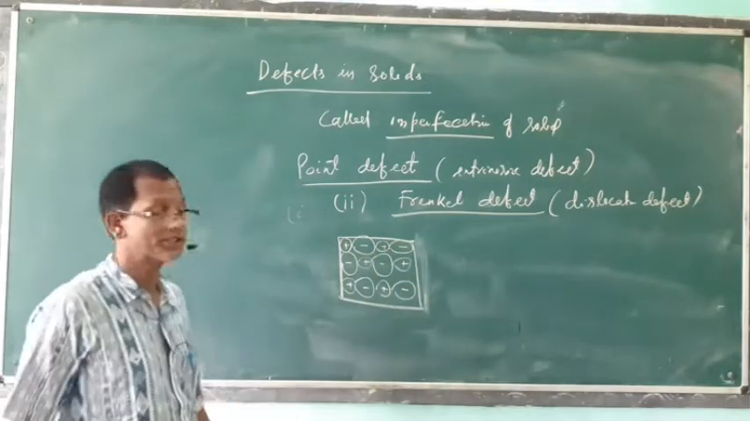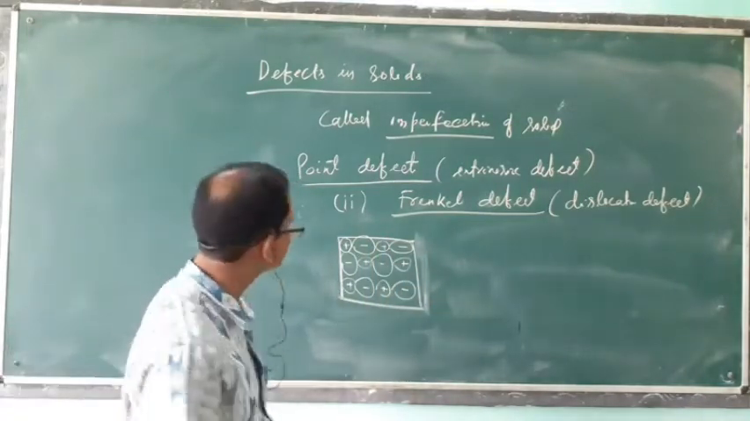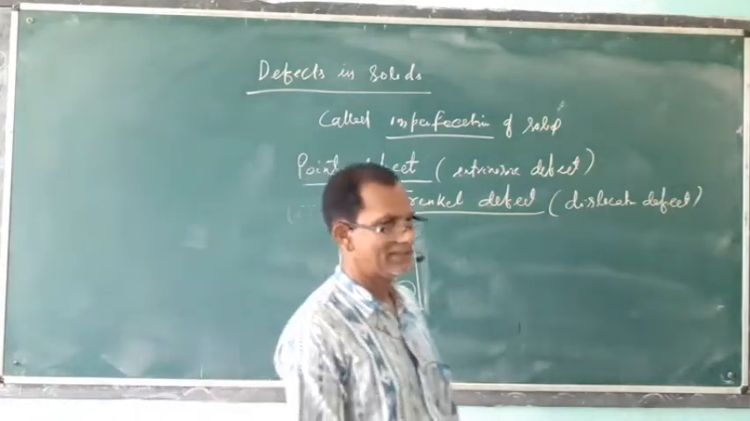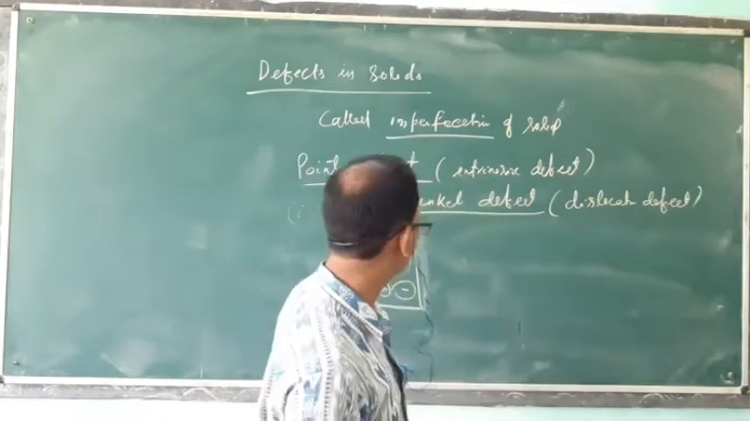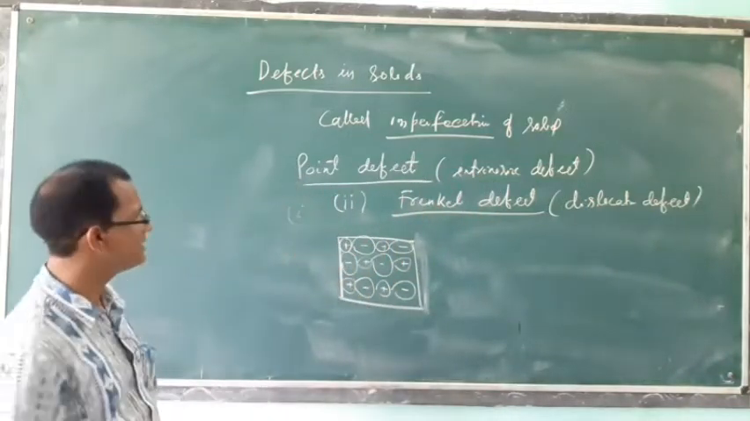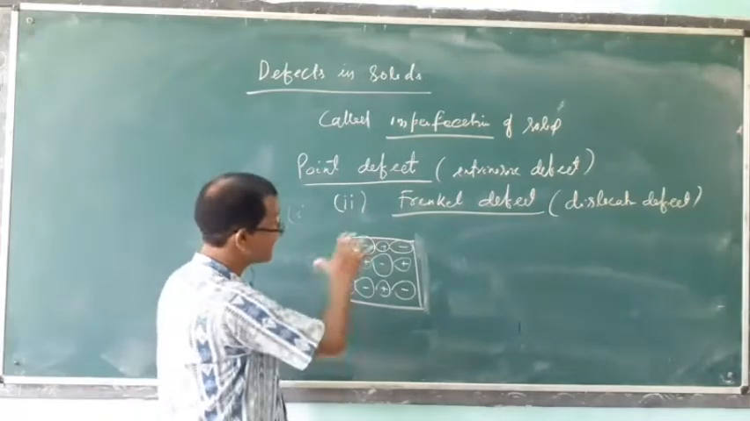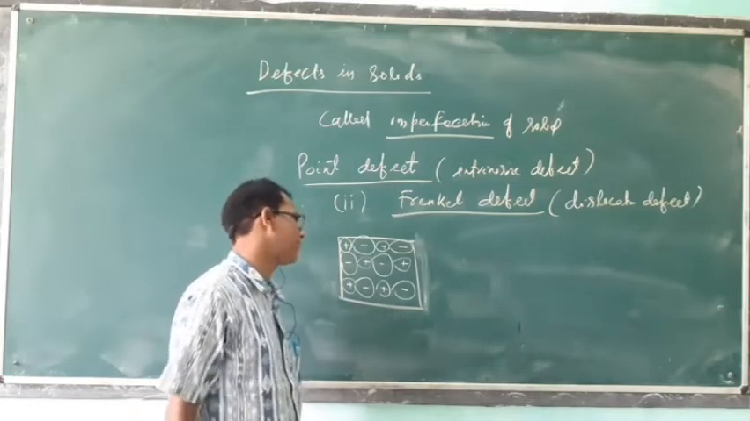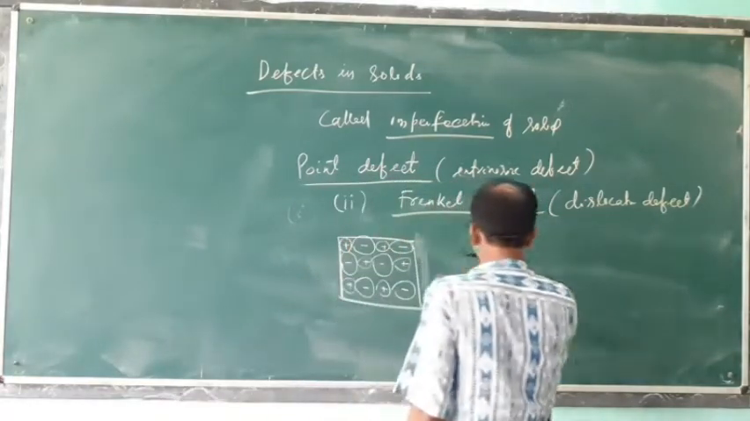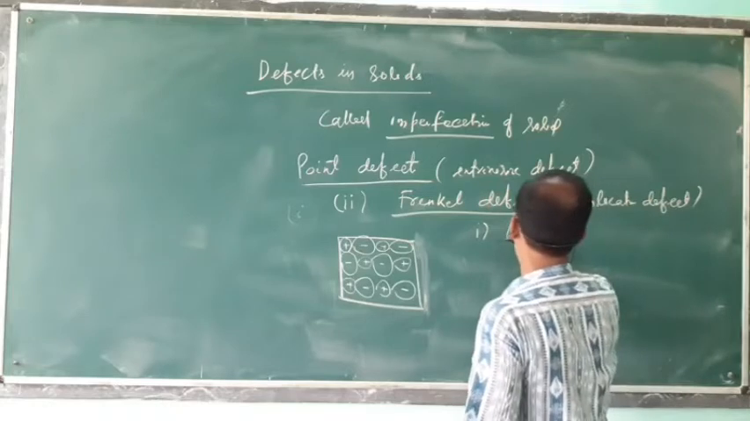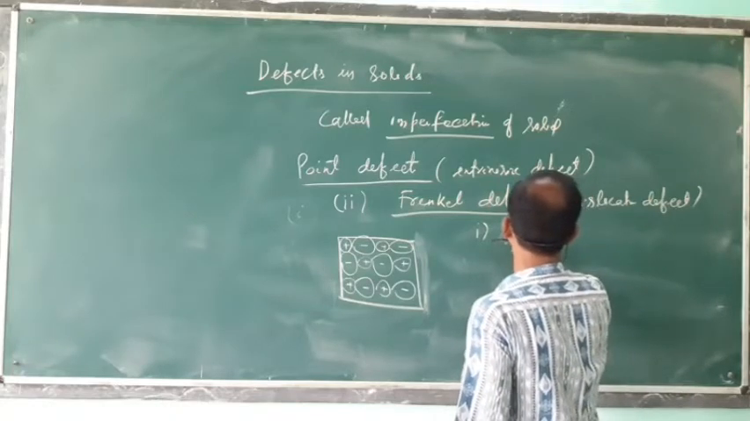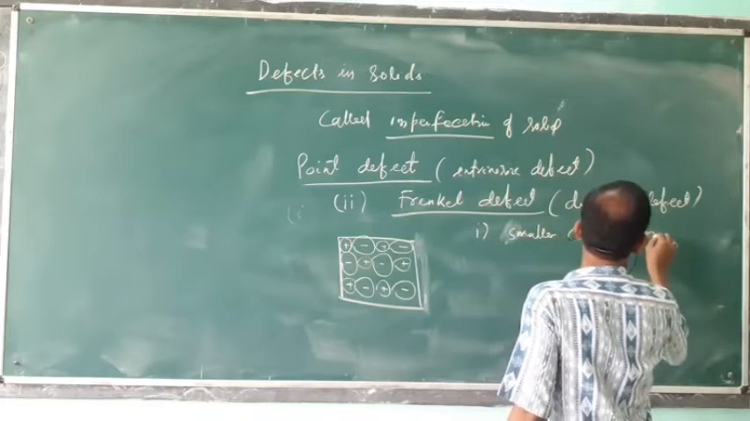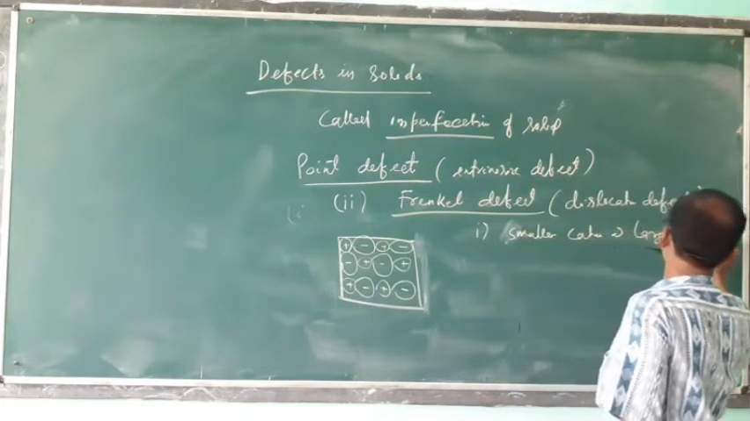These are the characteristics. What type of solids? Ionic solids, no doubt, but there is a larger difference in size of cation and anion. Generally, solids with a smaller cation and larger anion produce this defect. So you can also mention this one: smaller cation and larger anion.